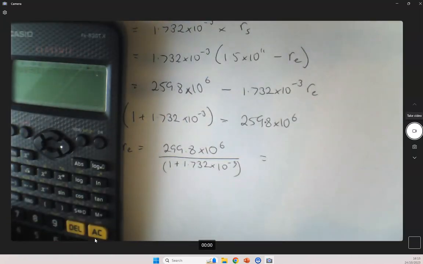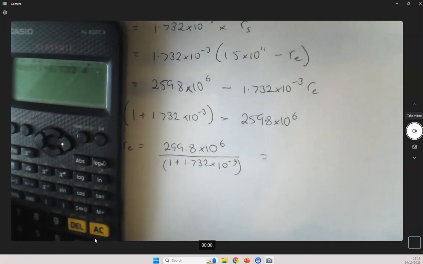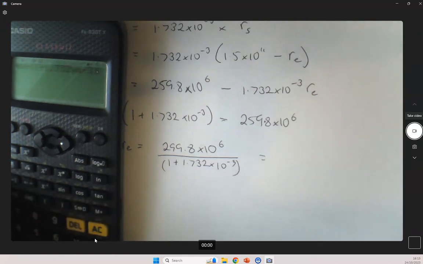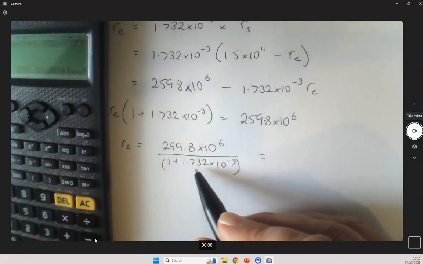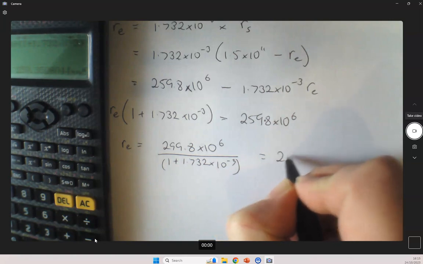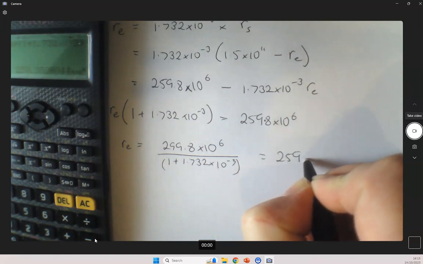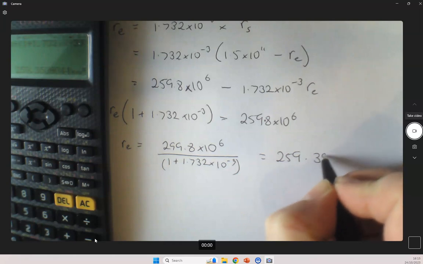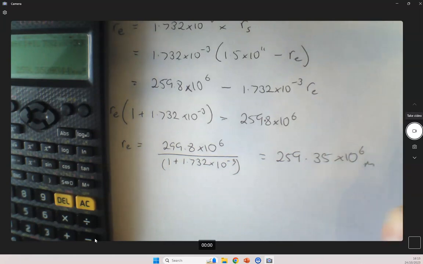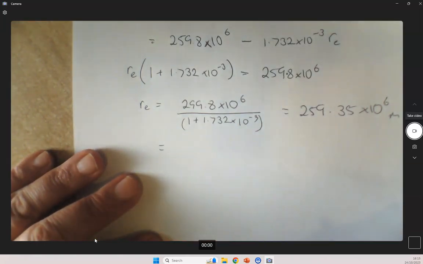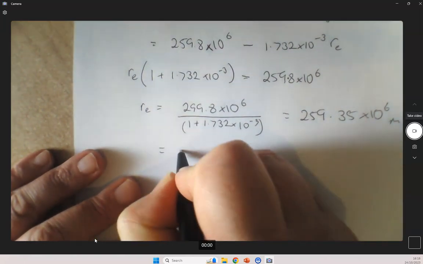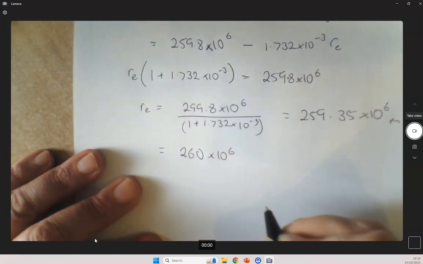which would give me, divide that by 1 plus 1.732 e to the minus 3, still pretty much going to be the same thing, it's pretty much divided by 1, gives me 259.35 times 10 to the 6 meters. So we've got that the distance from there to there is 259 times 10 to the 6 meters. You can actually just round it up and say that's 260 times 10 to the 6 meters.